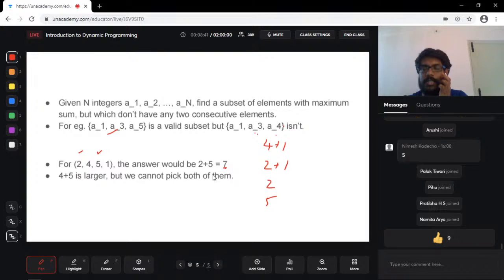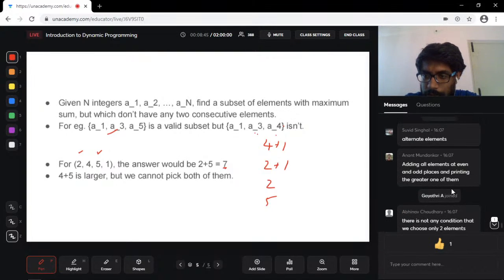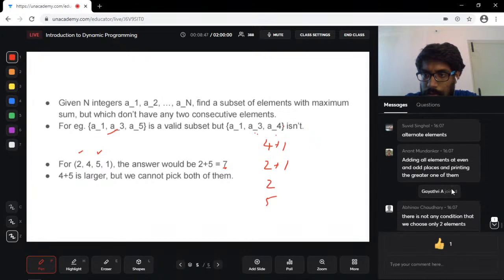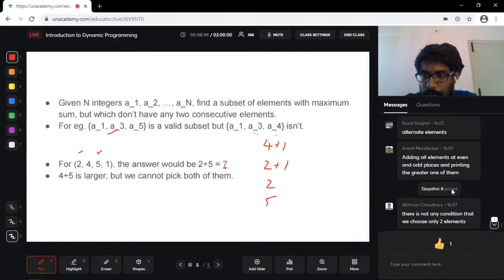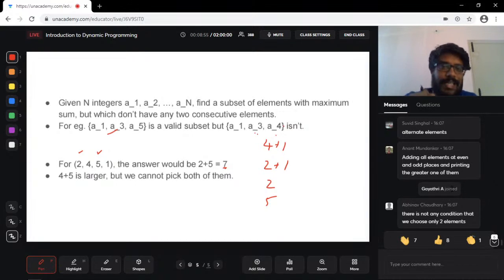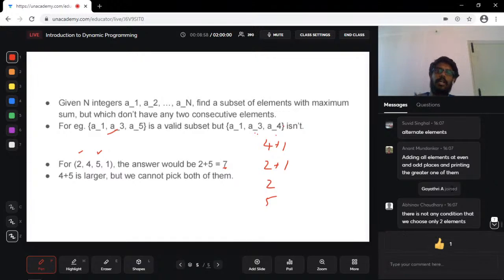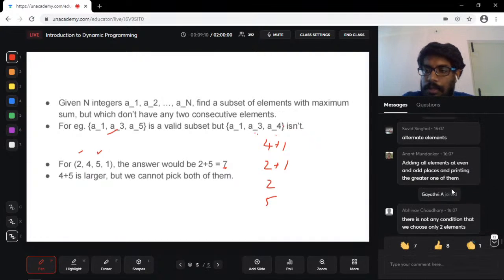So any ideas? How do you go about doing this? Abhinav, no, there is no constraint that you can choose only 2. You can choose as many elements as you want. The only constraint is that you can't choose 2 consecutive elements. If you're able to choose 3 elements such that no 2 of them are consecutive, you're totally fine with choosing more than 2.